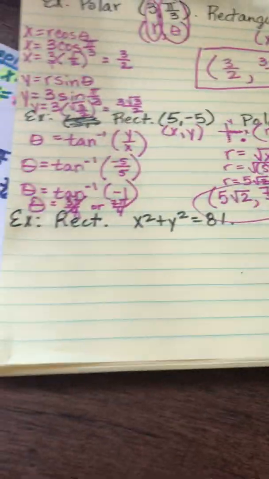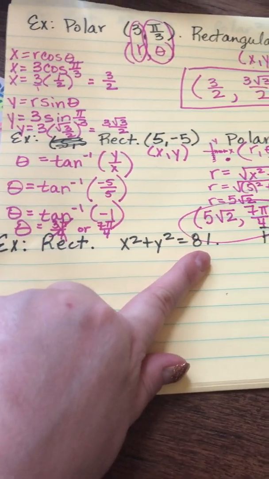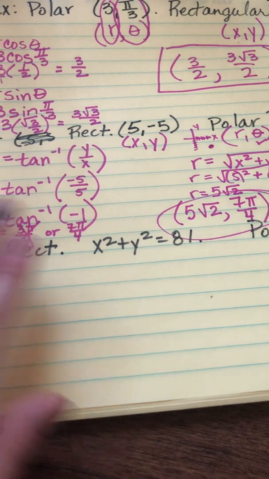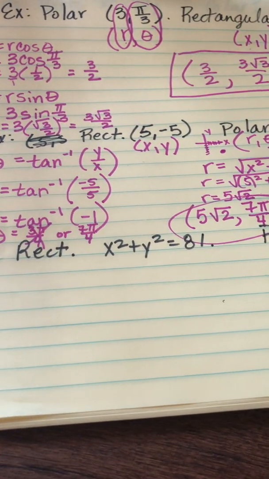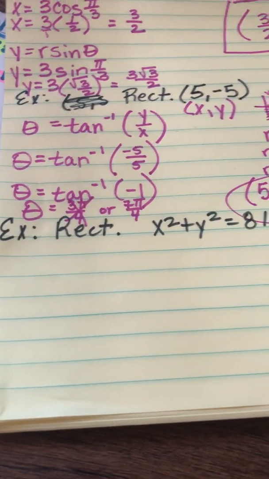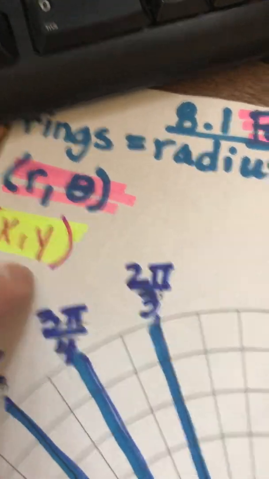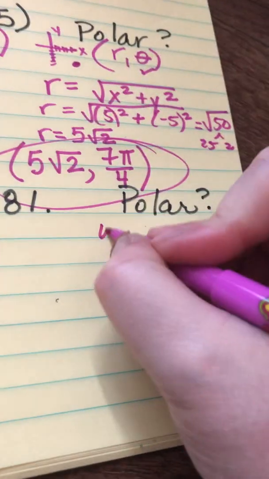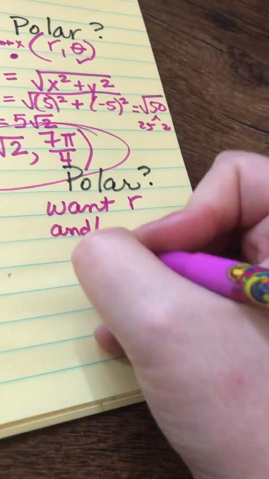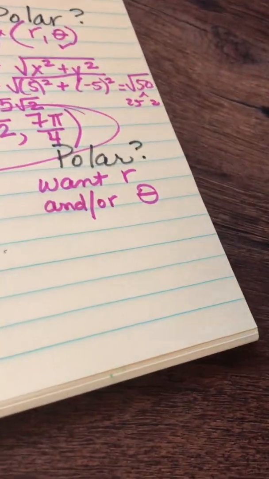This is equations. It says the rectangular equation is x squared plus y squared equals 81. What is the polar? So, we want this x and y to disappear and instead have letters that polar coordinates have. Remember, polar has r's and thetas instead of x's and y's. Sometimes we have both, sometimes we only have r, sometimes we only have theta.